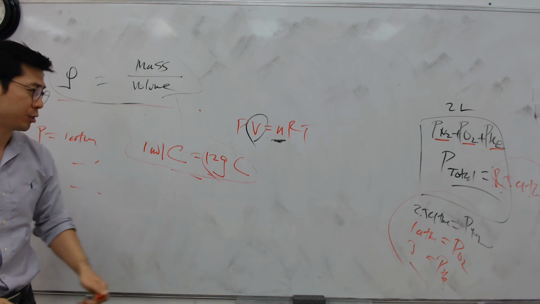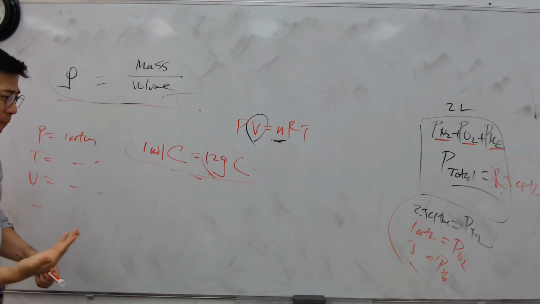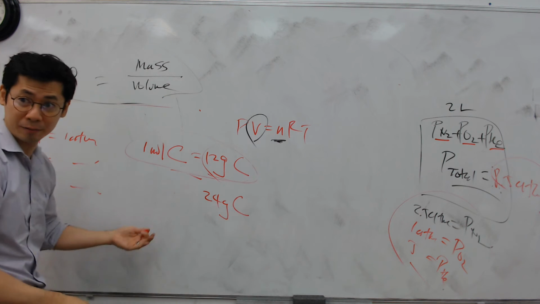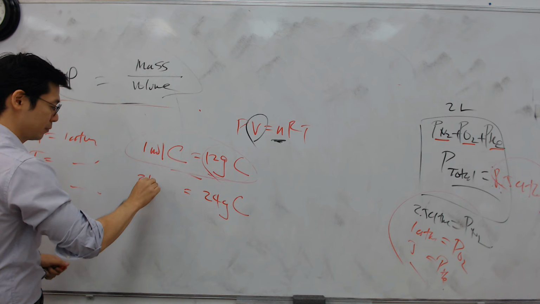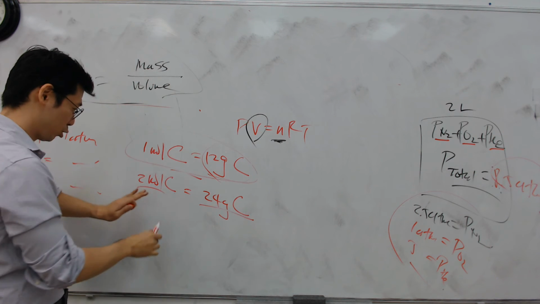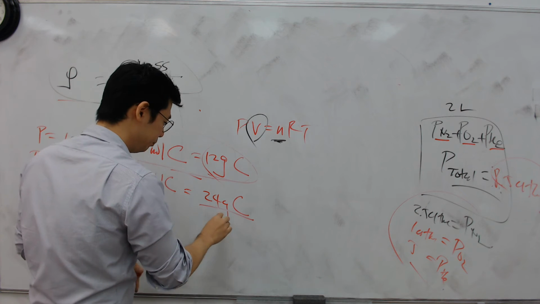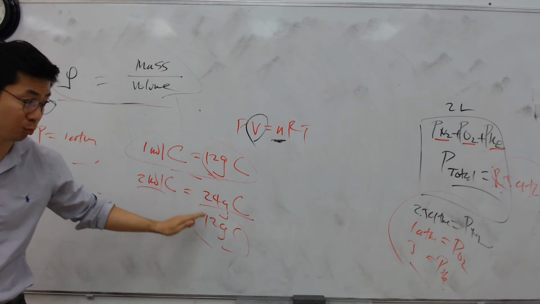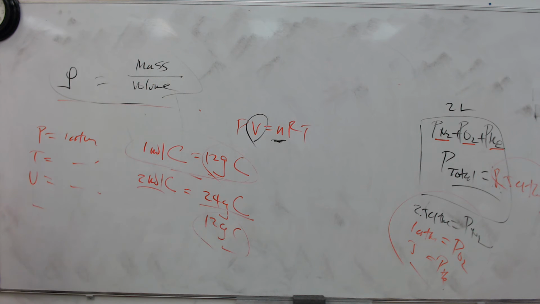Now, what if I have 24 grams of carbon? How many moles do I have? I have 2 moles of carbon. So what's the conversion, guys? Mole is equal to mass over the molar mass. Molar mass is 12 grams, which is what 1 mole is equal to.